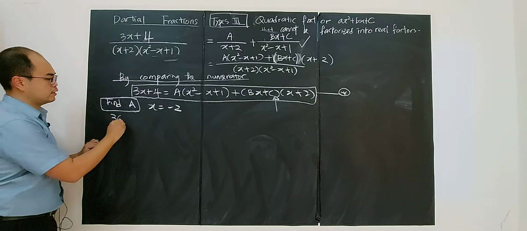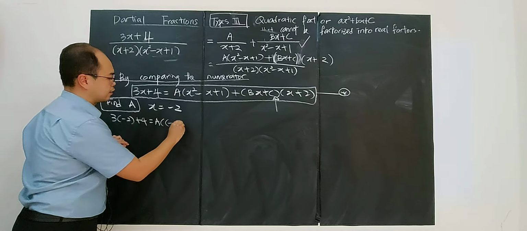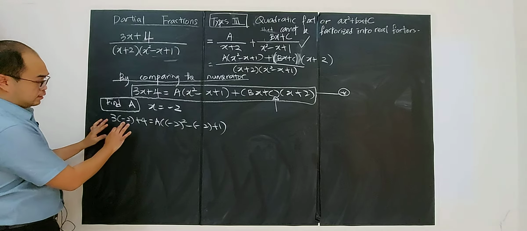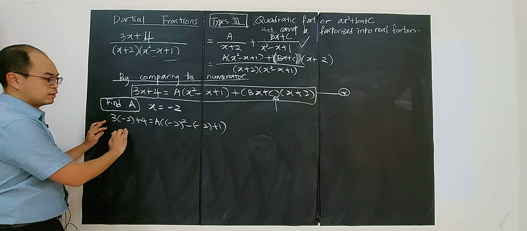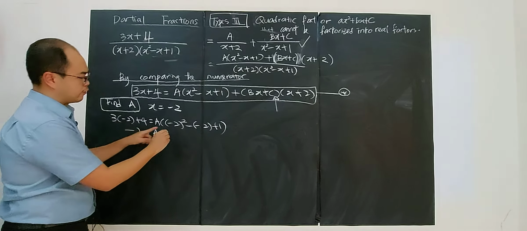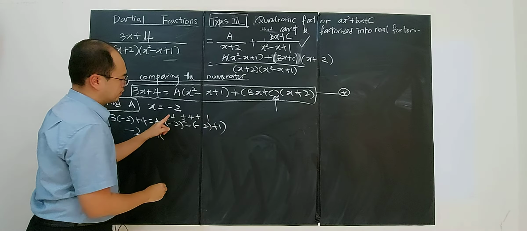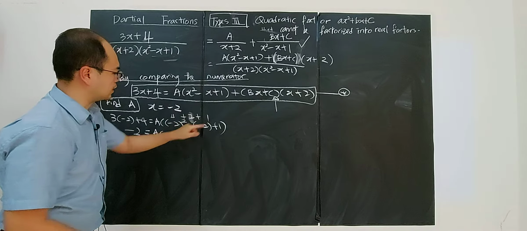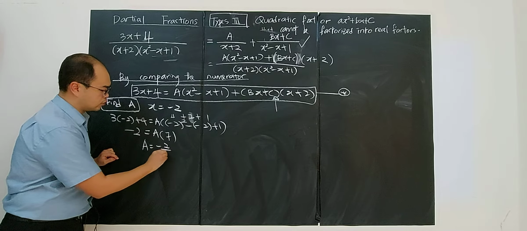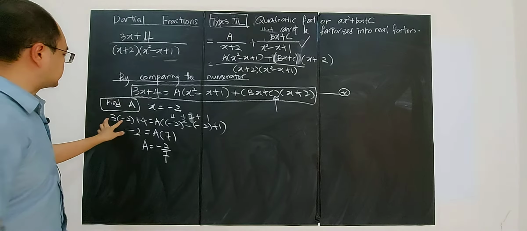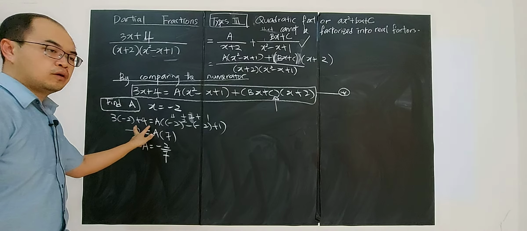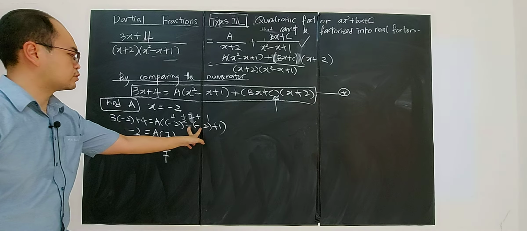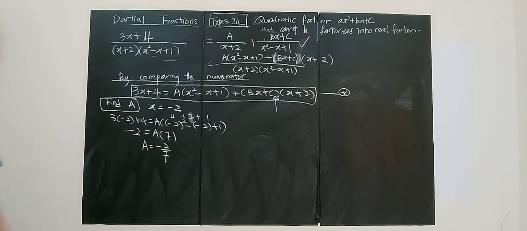So then 3 times negative 2 plus 4 equals a times negative 2 squared minus negative 2 plus 1. Here, negative 2 plus 2 is 0. So 3 times negative 2 is negative 6, plus 4, you have negative 2. For a, you have 4 plus 2 plus 1, it tends to cause careless mistakes, you have 7. So a equals negative 2 over 7. Checking again: negative 6 plus 4 is negative 2, and negative 2 squared is 4, minus negative 2 is positive 2, so 4 plus 2 is 6, plus 1 is 7. I confirm a is negative 2 over 7.